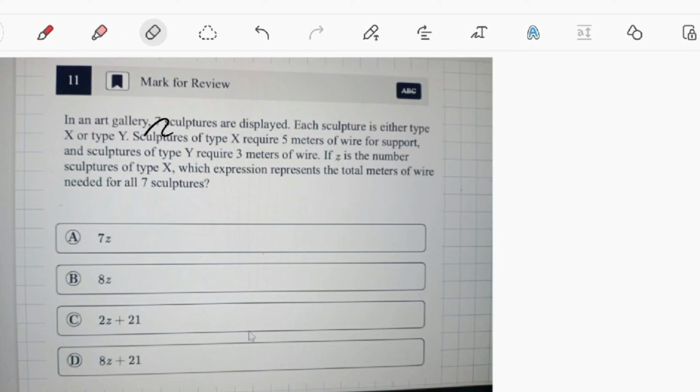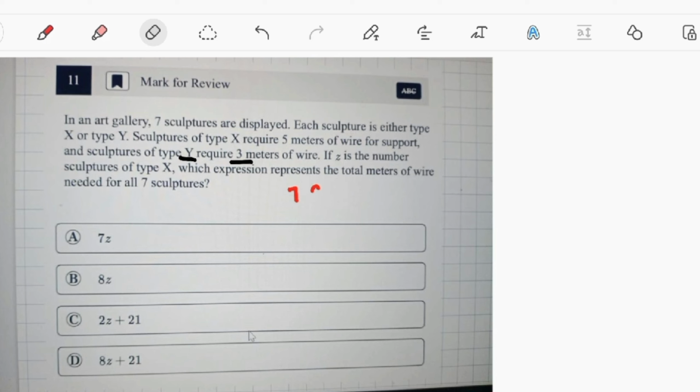In an art gallery, 7 sculptures are displayed. Each sculpture is either type X or type Y. Sculptures of type X require 5 meters of wire for support, and sculptures of type Y require 3 meters of wire. If Z is the number of sculptures of type X, which expression represents the total meters of wire needed for all 7 sculptures?